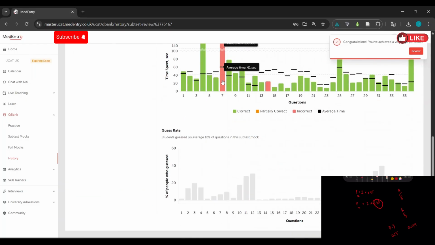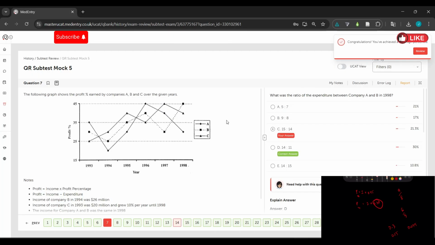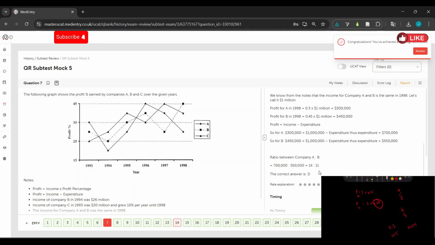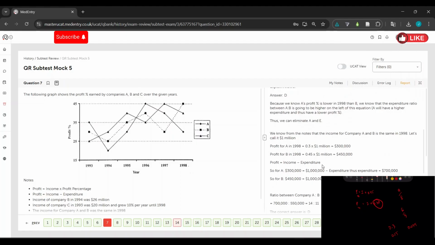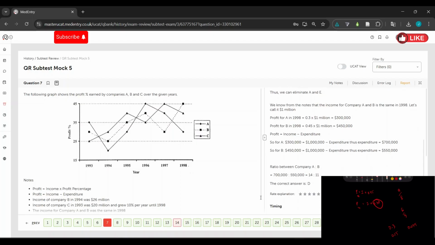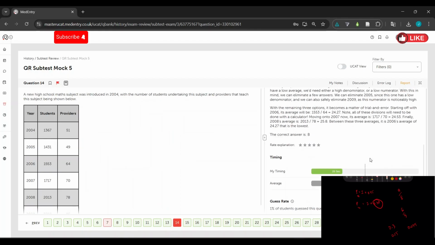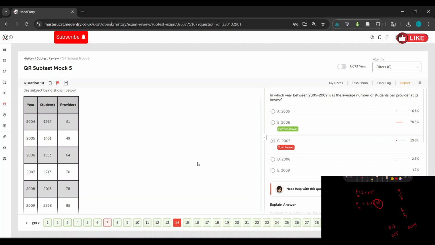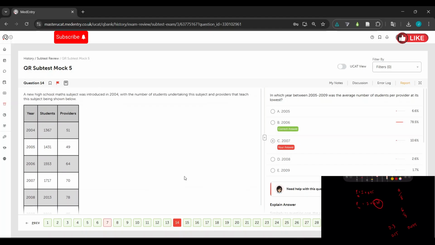Okay, so 2 answers that we got wrong. Let's have a look at which ones we got wrong. Okay, I forgot to flag this one. I could have tried to come back to it. Yeah, this is a tricky one. I think this is one of the ones I just have to learn. I was not exactly happy with it, I'm not gonna lie. I probably should have done it better. In which year was the average number of students per provider at its lowest? Fine, okay. Yeah, I should have probably punched these numbers in. Okay, but I thought that was a harder QR subtest than normal, than what we see on MedEntry.